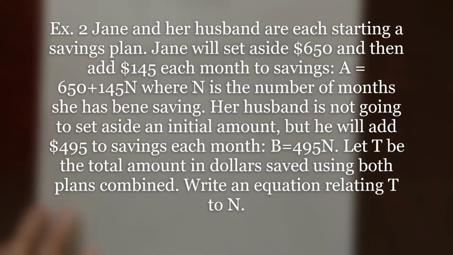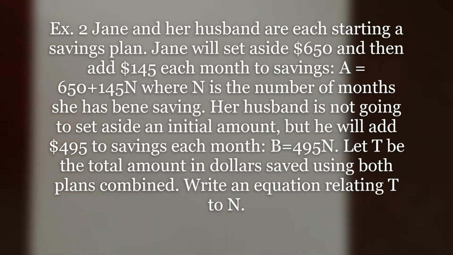Let's do another example. It's going to be the same thing. They're going to give us a lot of extra information, but we need to cut to the chase and figure out what they're saying. Jane and her husband are each starting a savings plan. Jane will set aside $650 and then add $145 each month to savings. A equals $650 plus $145n, where n is the number of months she has been saving. Her husband is not going to set aside an initial amount, but he will add $495 to savings each month. So B equals $495n. Let T be the total amount in dollars saved using both plans combined. Write an equation relating T to n.